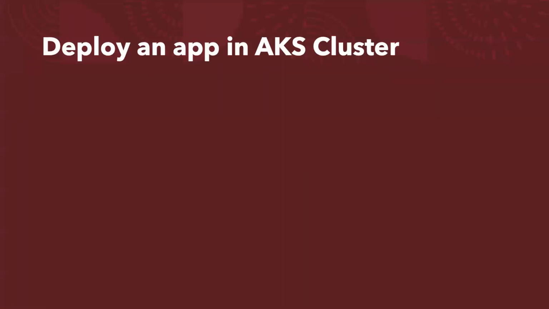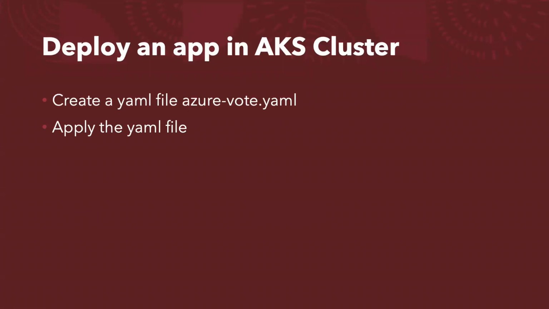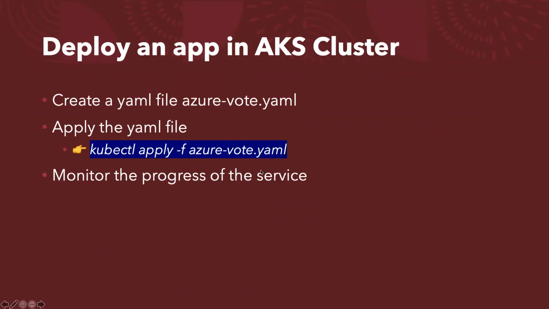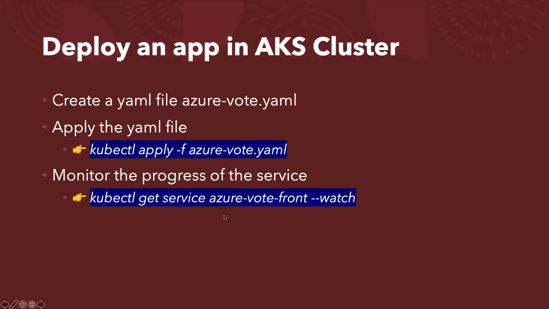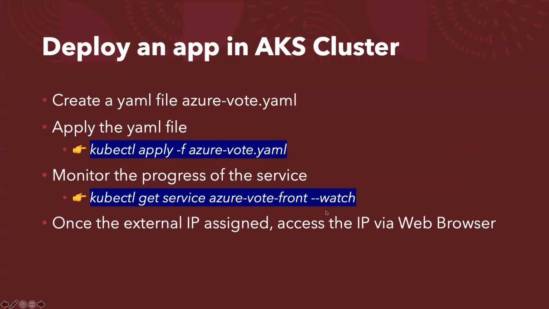What I need to do is create a YAML file called azure-vote.yaml. I will copy an existing YAML file. The second step is to run kubectl apply on the YAML file. Then you can monitor the progress of the service with the command kubectl get service azure-vote-front with --watch to monitor the status. Finally, you're expecting to see the external IP address assigned, and then you can go to the browser to access the service.